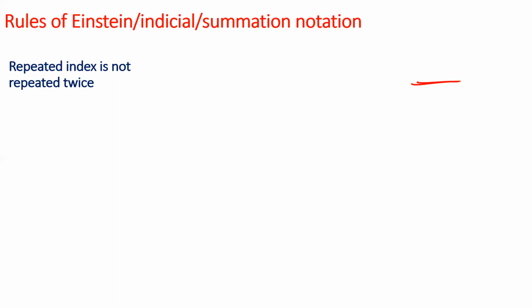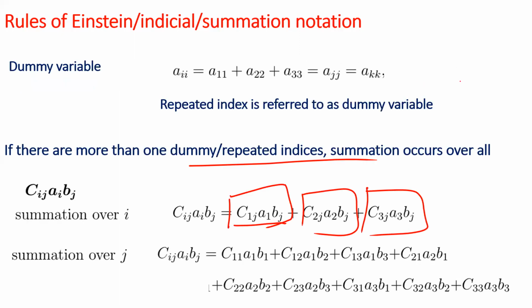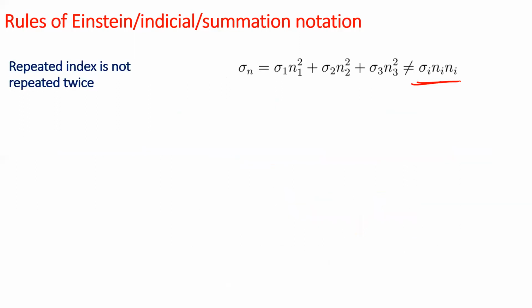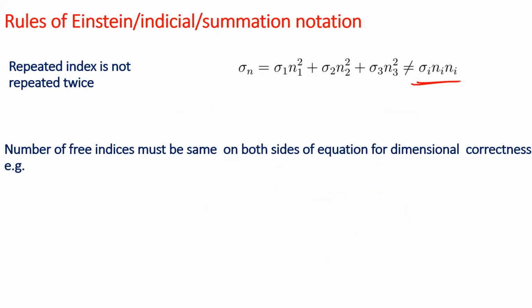Okay, you can do these kinds of things, Cij, Ai, Bj and all, or you can even have Aii, that is all fine. But you cannot repeat the repeated index in a particular way as in the way shown here. It's a rule which is used to avoid confusion.